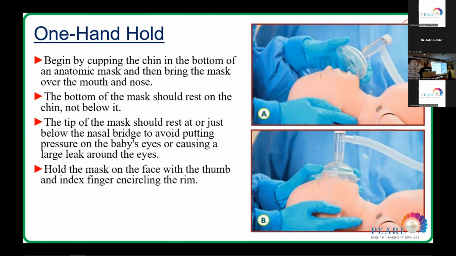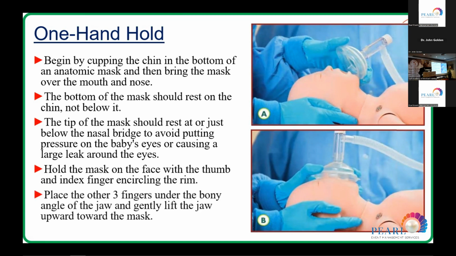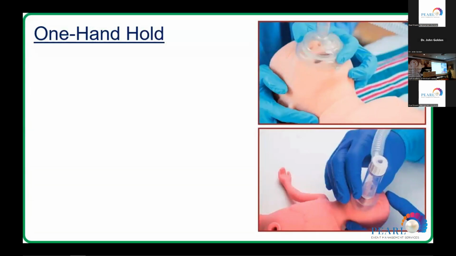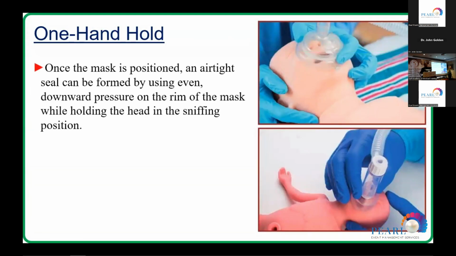Hold the mask on the face with the thumb and index finger encircling it. Place the other three fingers under the bony angle of the jaw and gently lift the jaw upward toward the mask. Once the mask is positioned, an airtight seal can be confirmed by using even downward pressure on the rim of the mask while holding the head in the sniffing position.